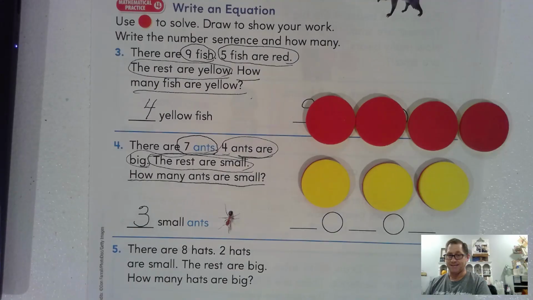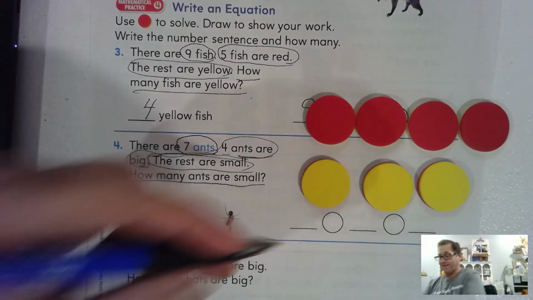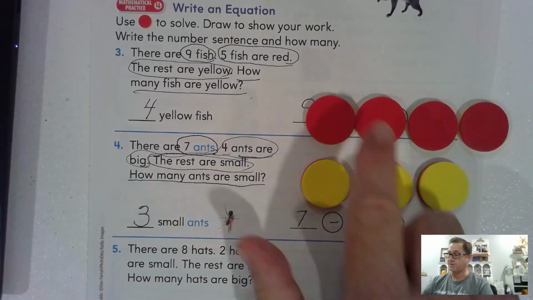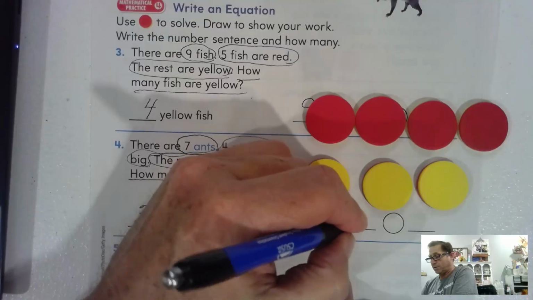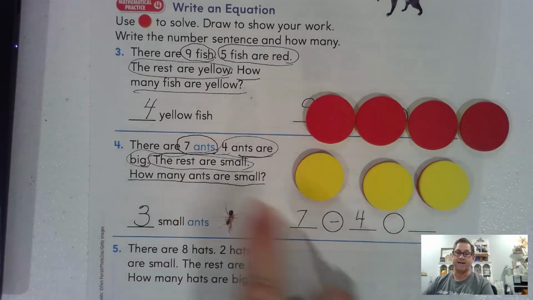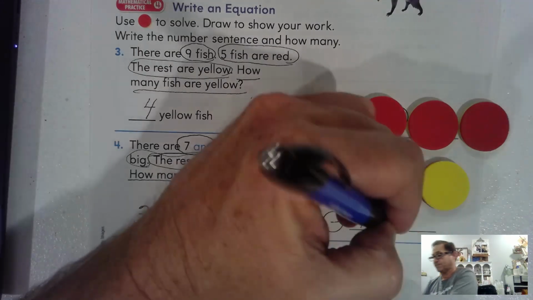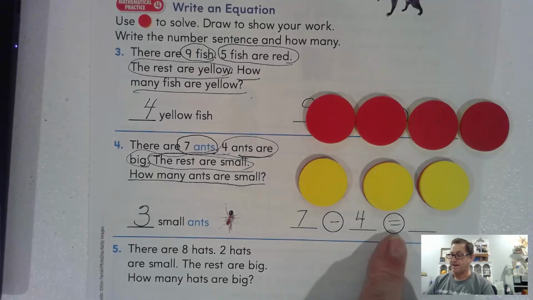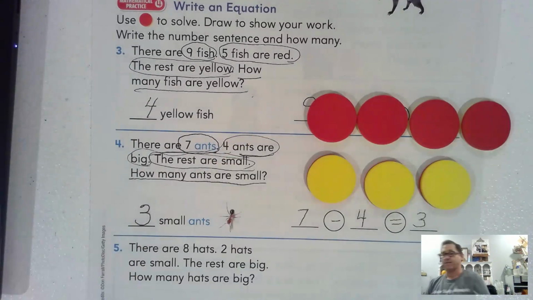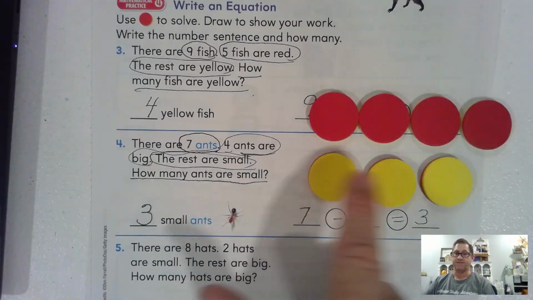What's the subtraction sentence? How many did we have to start? How many ants? 7 ants. We took apart, or took away one of the parts. We took away the 4 big ants. One part of the total amount of ants was the 4 big ones, and it left me how many small ants? 3. So we had 7. We took away these 4, left us those 3.